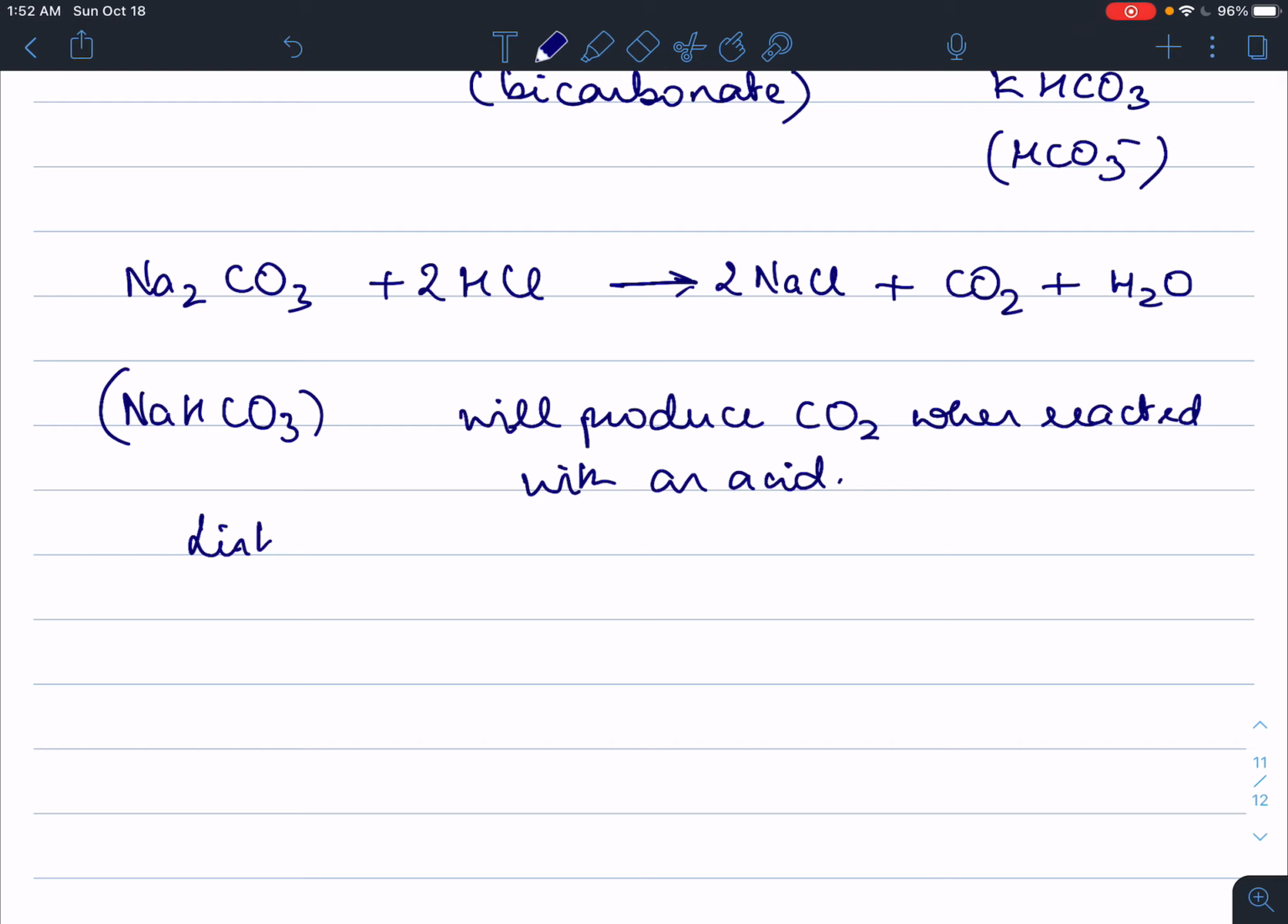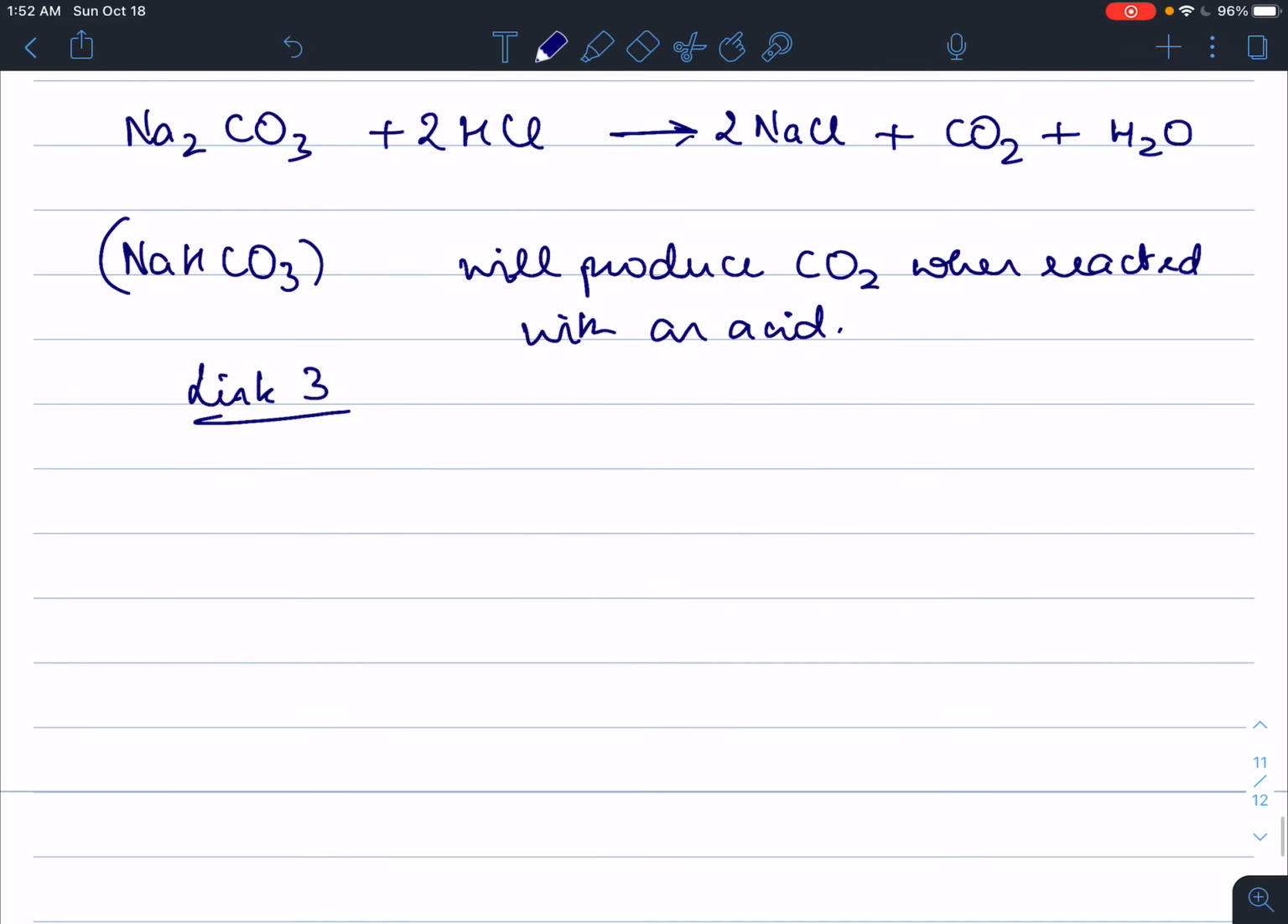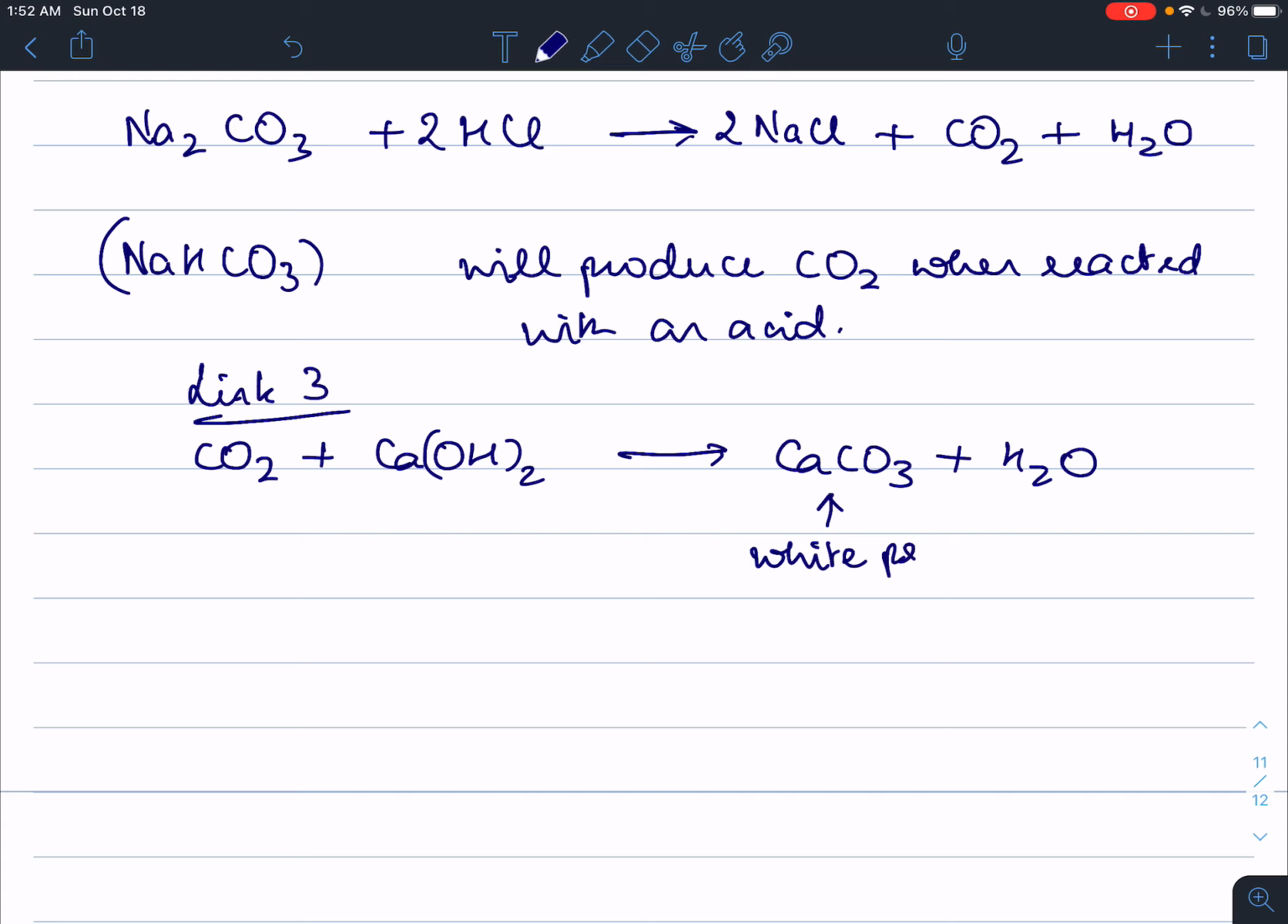Now you want to see this more? Look up link 3, where someone puts carbonate and acid and then they capture that carbon dioxide and test it using lime water. So it's a simple reaction. When you pass carbon dioxide into lime water, you will get calcium carbonate and water. Now this calcium carbonate is a white precipitate.